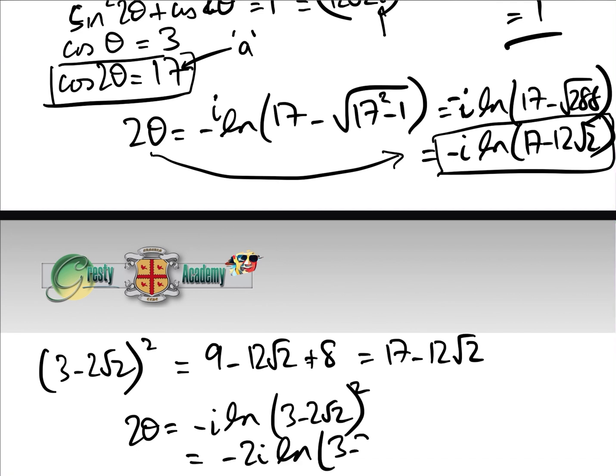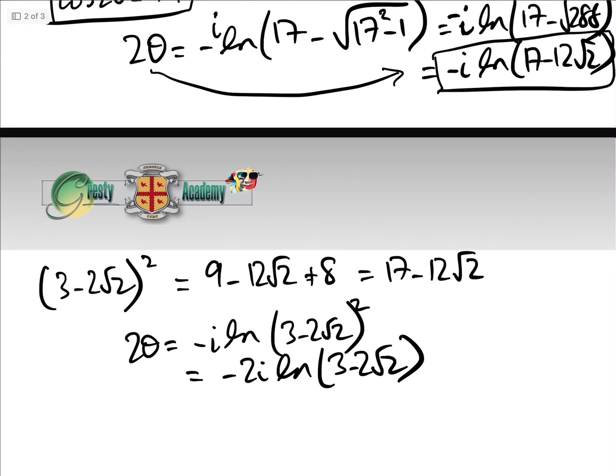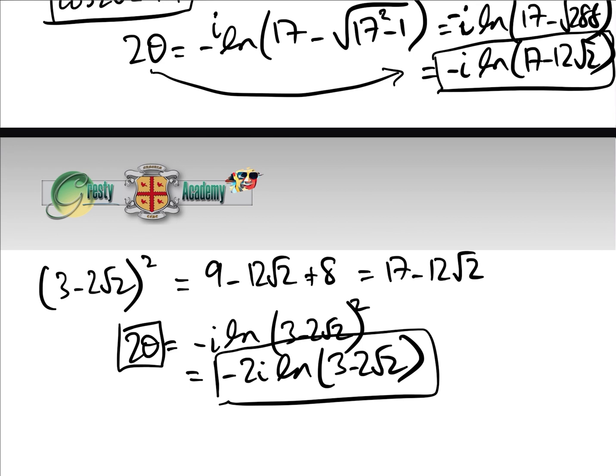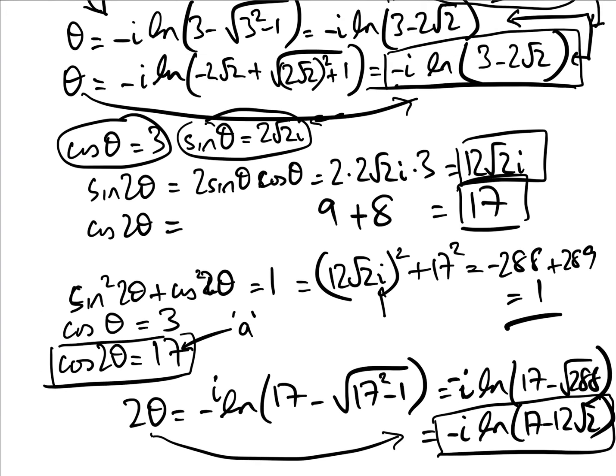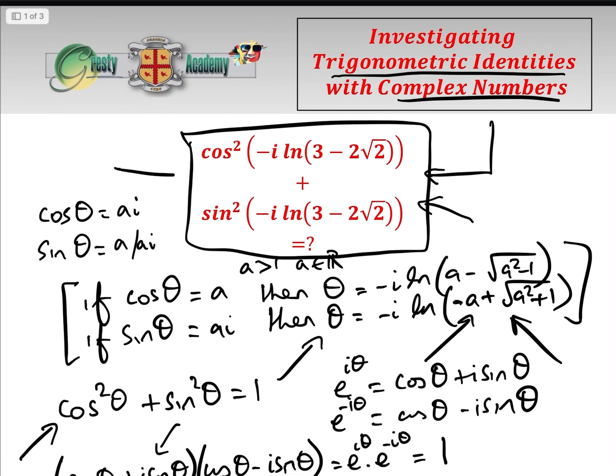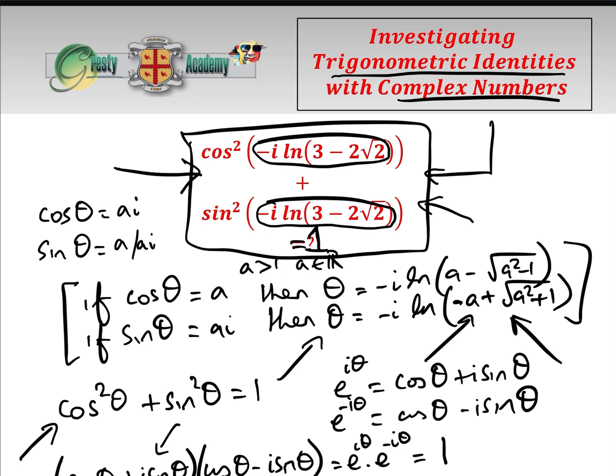minus 2i log 3 minus 2 root 2. And we can see that 2 theta is minus 2i log 3 minus 2 root 2, which, as it must be the case, is twice as large as theta, which is minus i log 3 minus 2 root 2 here. So it all works. So we have no problems with using complex numbers with the trigonometric identities, and in actual fact we could have answered this by inspection now that we know that cos squared of anything add sine squared of anything, doesn't matter what it is, complex or real, equals 1.